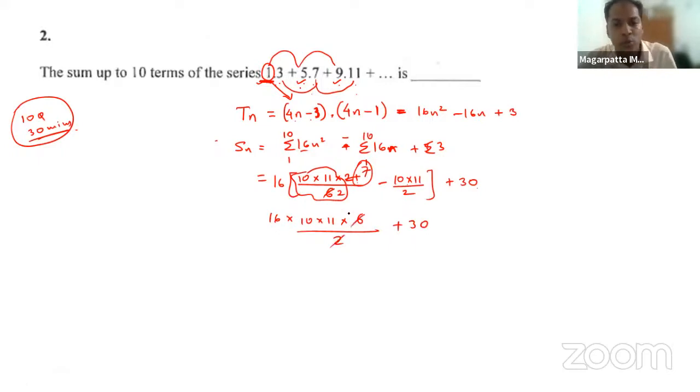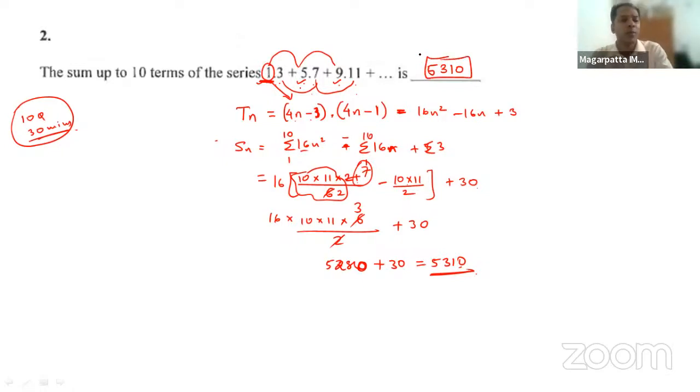2 goes once, 2 goes thrice. 16 into 3, 48. 48 into 11, 480 plus 48, 528. So 5280 plus 30. Answer should be 5310. I hope my calculations are right. Sometimes I make mistakes in calculation, but I hope that I've done the calculations correctly. Okay, right?